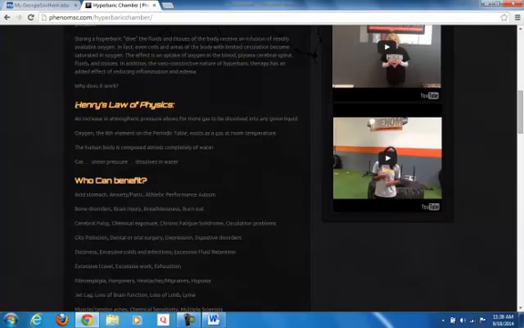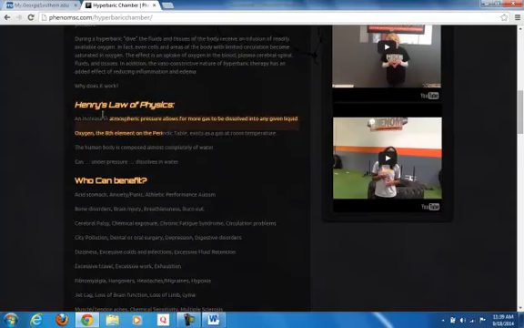That's unique. They bring in a law of physics, and it says an increase in atmospheric pressure allows for more gas to be dissolved in any given liquid. Oxygen, the eighth element of the periodic table, exists as a gas at room temperature. The human body is composed of almost completely water. Gas, under pressure, dissolves in water. That is unique and seems to have something to do specifically with the way that oxygen reacts in the human body.